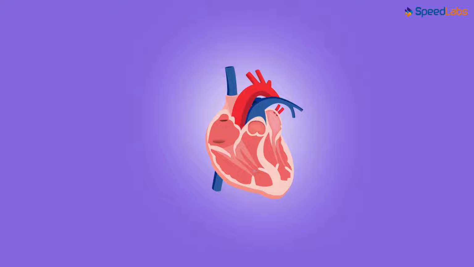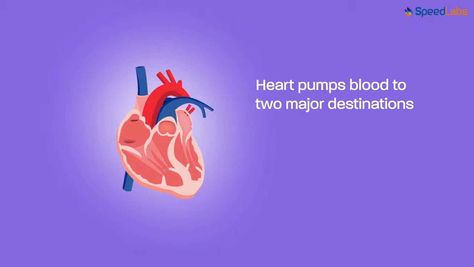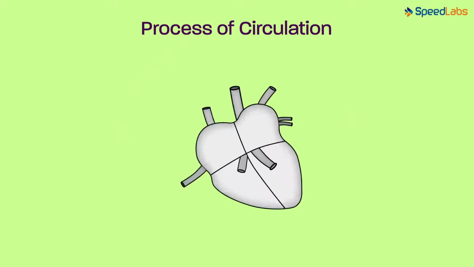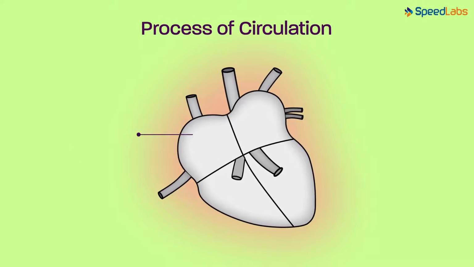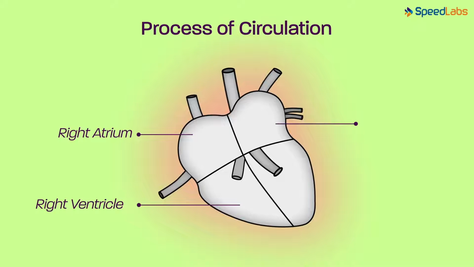We know that the heart is a pumping organ, so the heart pumps the blood to two major destinations. One is the lungs and the other is to the entire body. So let's see how blood flows in this process of circulation. For simplicity, let's assume this to be the rough sketch of our heart. Right atrium, right ventricle, and left atrium, left ventricle.